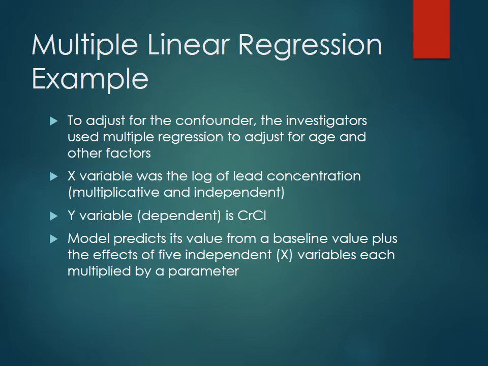To adjust for the confounders, the investigators used multiple regression to adjust for age and for some other factors. We'll look at what those are in just a minute. The X variable we're going to be using for the graphs you'll see is the log of the lead concentration. The reason we're using the log is because the concentrations are independent and multiplicative, so we had to convert it to a log so that the data would make more sense. Our Y variable, our dependent variable, is going to be that creatinine clearance we mentioned. The model is predicting the value from the baseline value plus the effects of 5 independent variables, each multiplied by a parameter. We'll see what that table looks like, and the other factors we're going to be looking at for this particular instance.